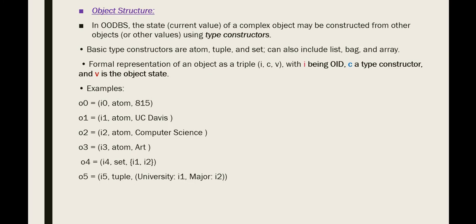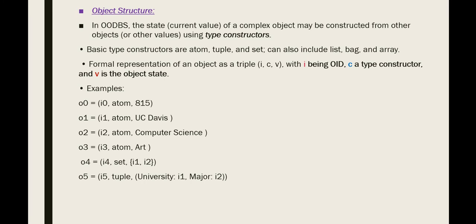Next, we move on to object structure. In an object-oriented database system, the state or the current value of a complex object may be constructed from other objects or other values using type constructors. In other words, an object structure is totally dependent on the type constructors, or it is influenced by the type constructors. Basic type constructors are atom, tuple, set. It also includes list, bag, and array.